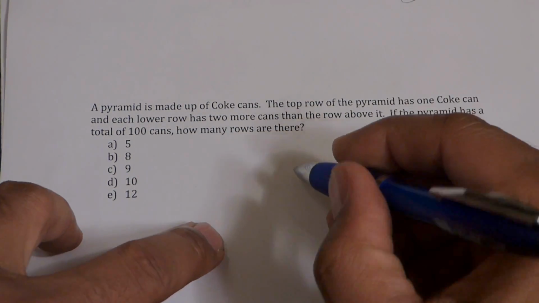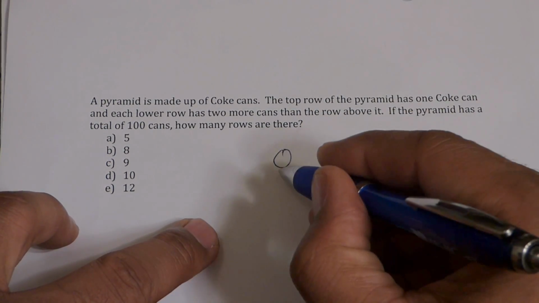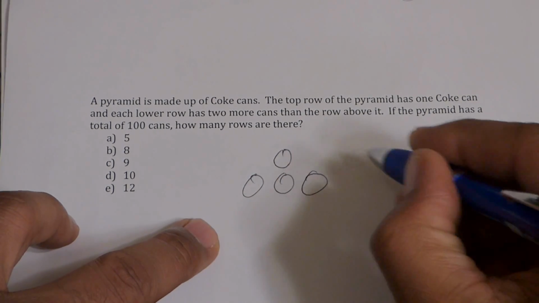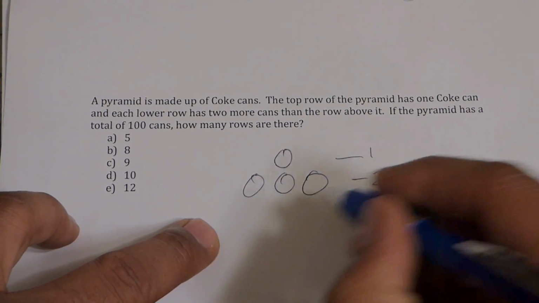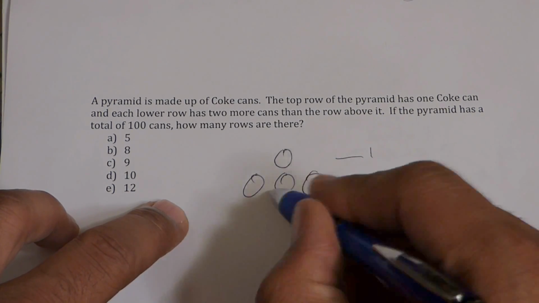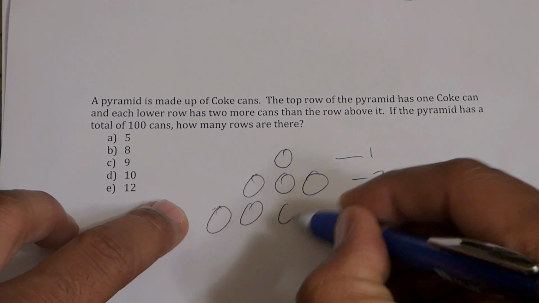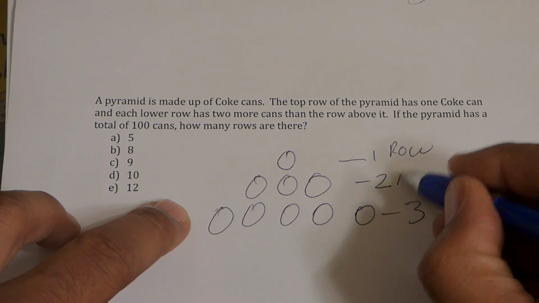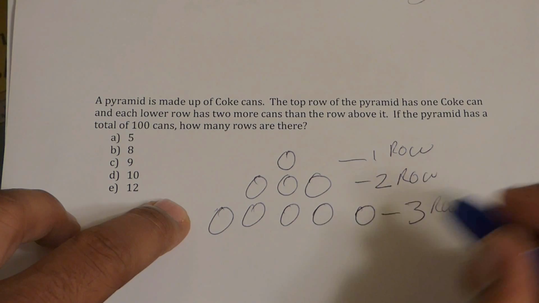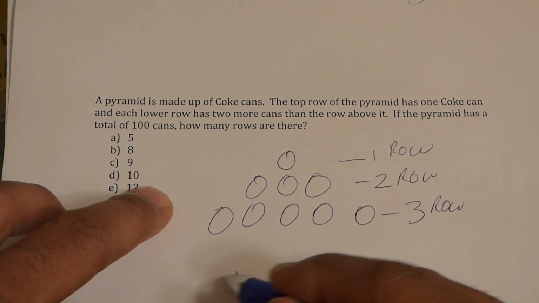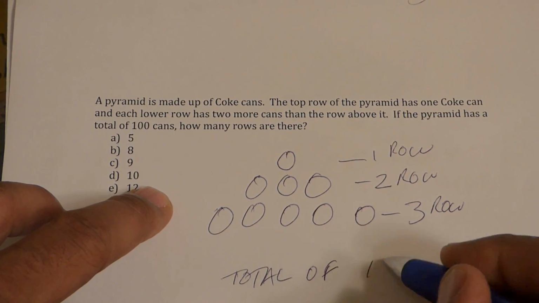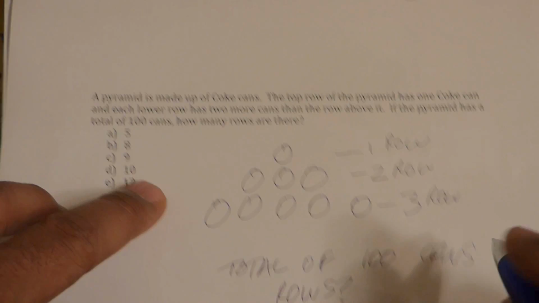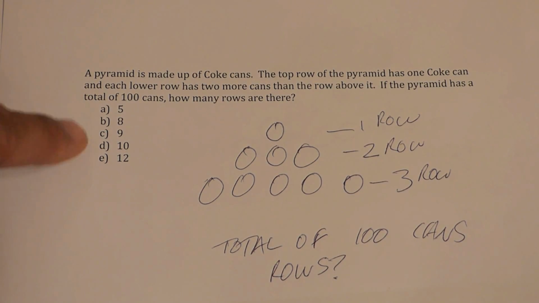So here's kind of what they're saying. Let me see if I can draw it. Here's the first row, it has 1 can. The second row has two more than the first one, so it would have 3 cans. So this is the first row, this is the second row, and then the third row would have 2 more than this, so it would be 1, 2, 3, 4, 5. So this is the third, these are rows. Make sure that's clear. It says there's a total of 100 cans. So how many rows are there? We're trying to find the number of rows, and we have our choices over here.